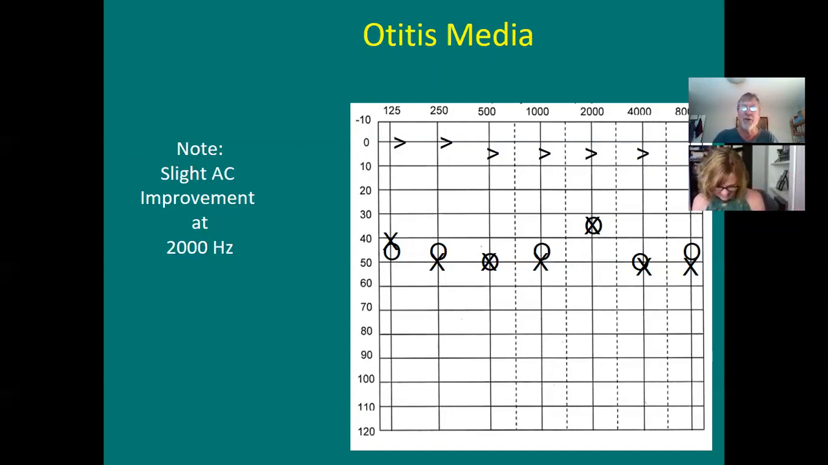When we look at otitis media, very common. Look at the stats there: 70% of American children before age 2. Otitis media is because children have flat faces. I wonder if I have a nice little picture of that.